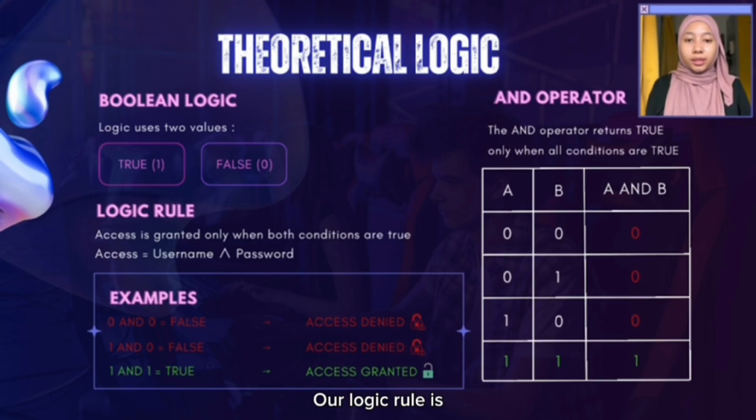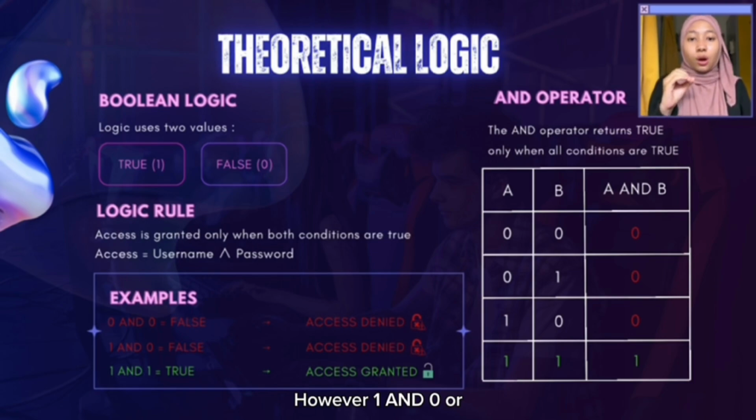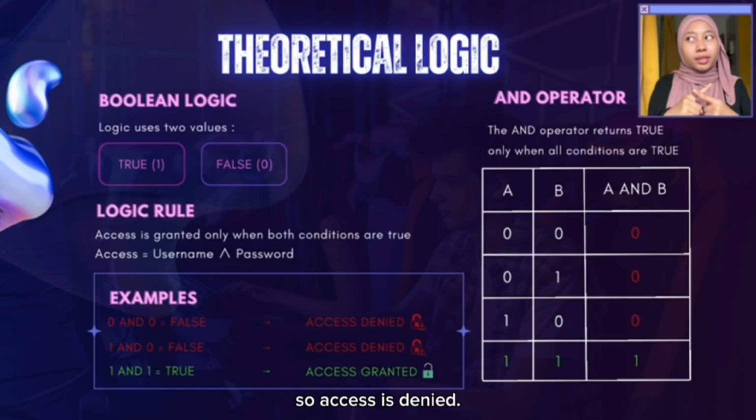Our logic rule is access equals username AND password. For example, 1 and 1 produce true, so access is granted. However, 1 and 0 or 0 and 0 produce false, so access is denied.